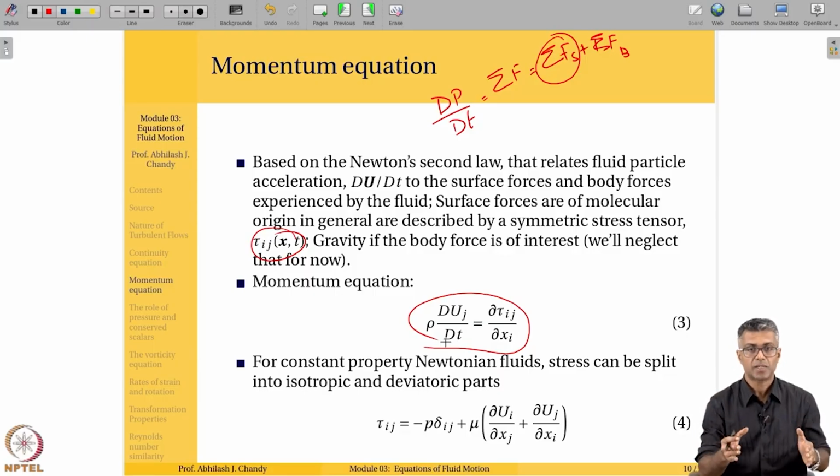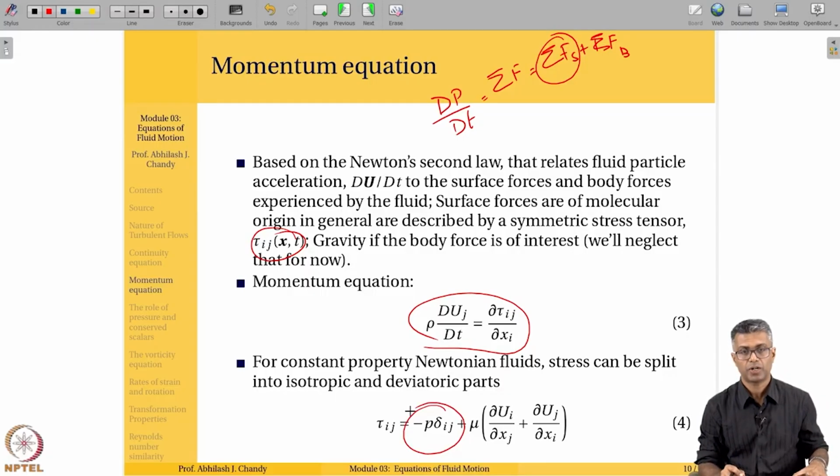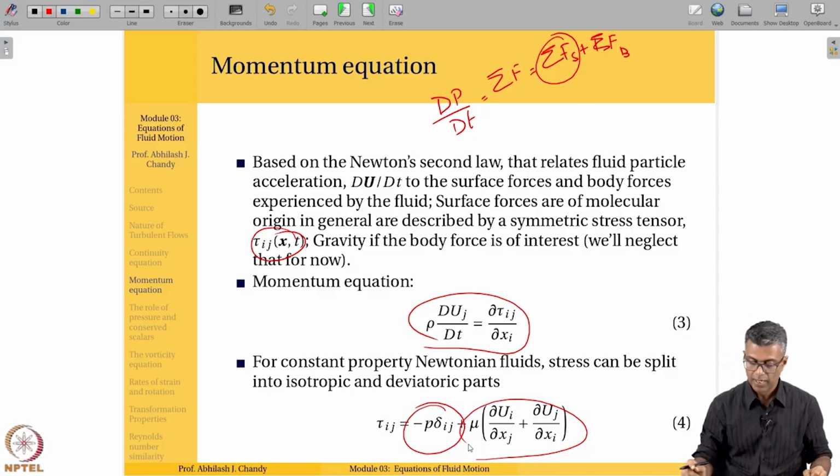Any symmetric stress tensor can be divided into two parts. One is an isotropic part which happens to be our pressure, again independent of direction, so it is isotropic. And then the deviatoric part, mu times del u_i del x_j plus del u_j del x_i. So that's what we have. You substitute that into equation number 3 here. Then what do you get?